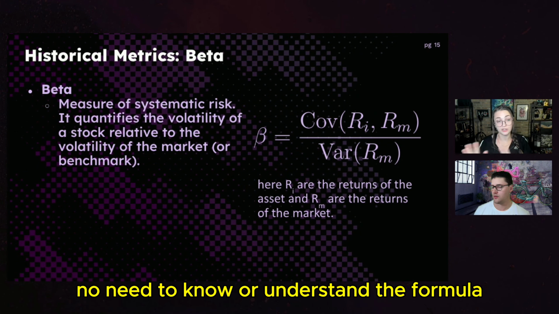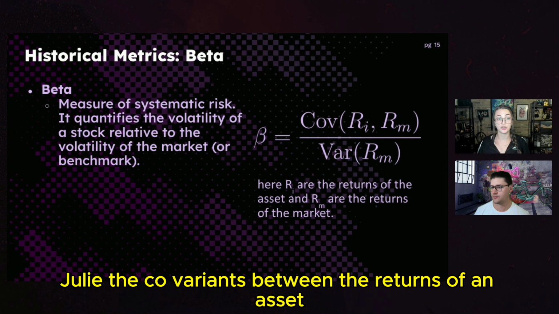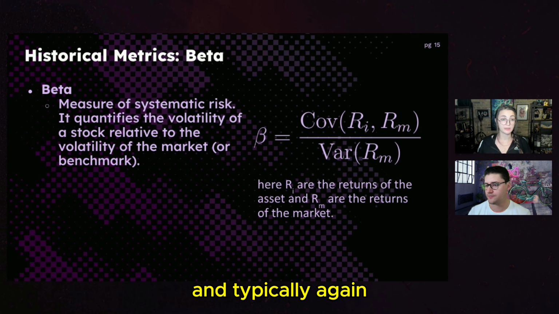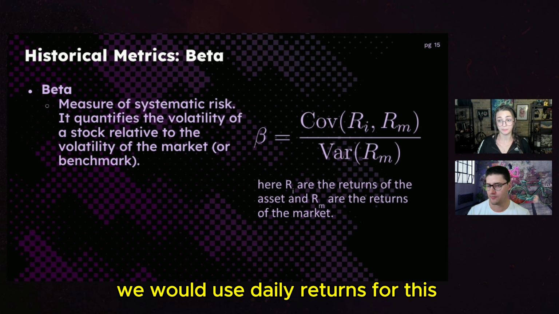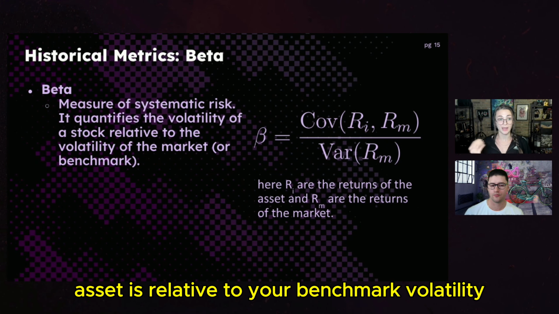You don't need to know or understand the formula to be able to use it. But again, putting it here for completeness, it's really the covariance between the returns of an asset and the returns of the market, divided by the variance of the market returns. And typically, again, we would use daily returns for this. Which again tells you how volatile some asset is relative to your benchmark volatility, which is usually the market.